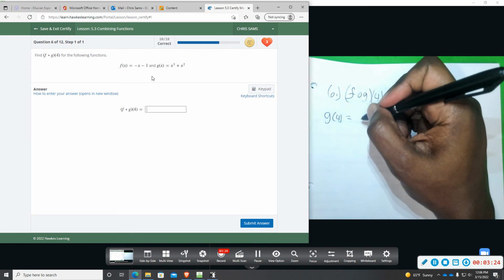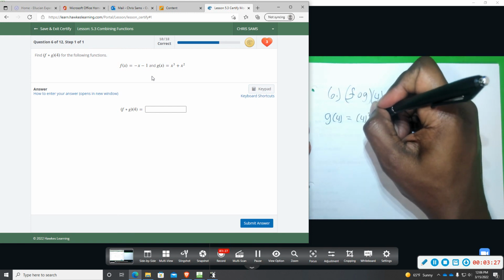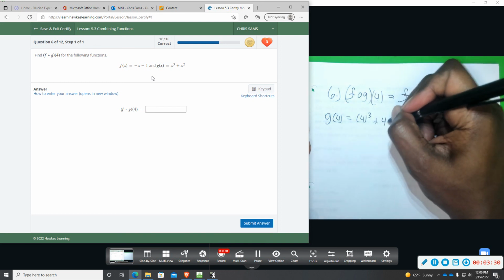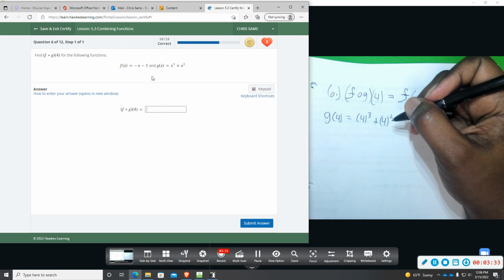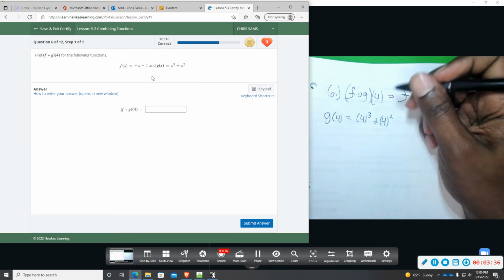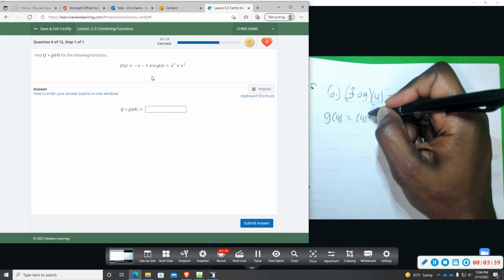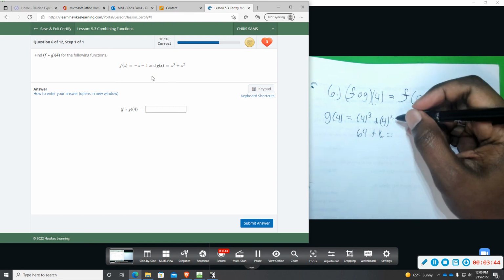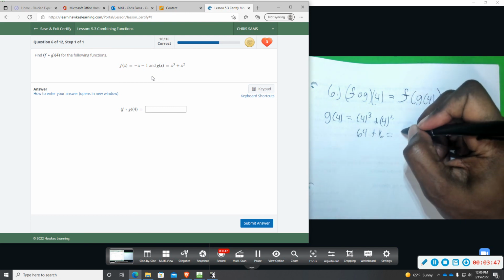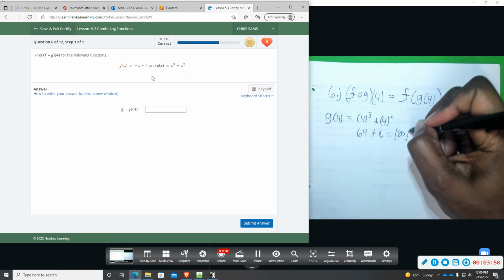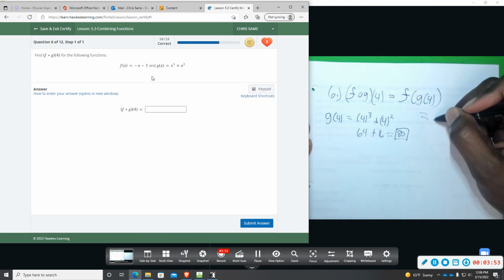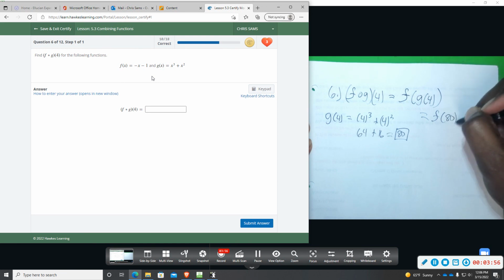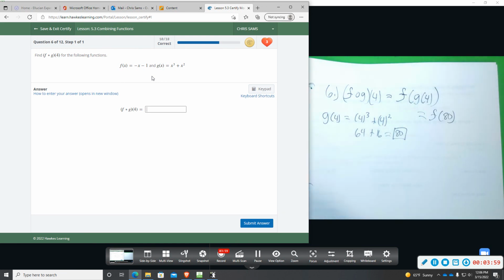That's going to give me 4 cubed plus 4 squared, plugging those in for x, and then that will give us 64 plus 16, that gives us 80. So now that I have this answer, I'm going to replace that. So this is f of 80 now, so I'm going to be plugging this 80 in to the f equation now, wherever I had an x.